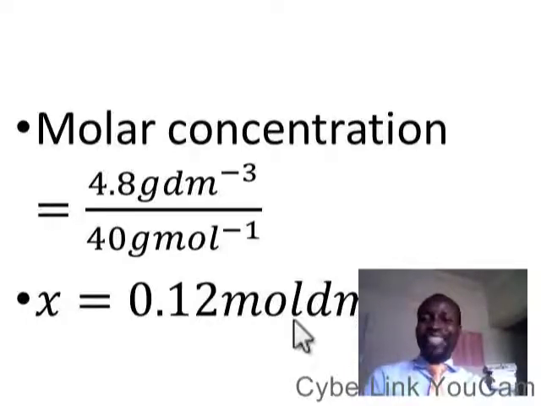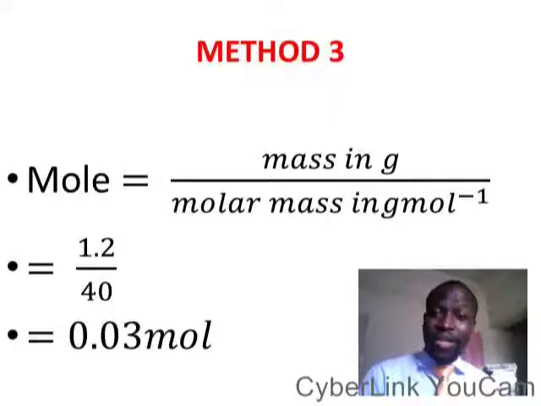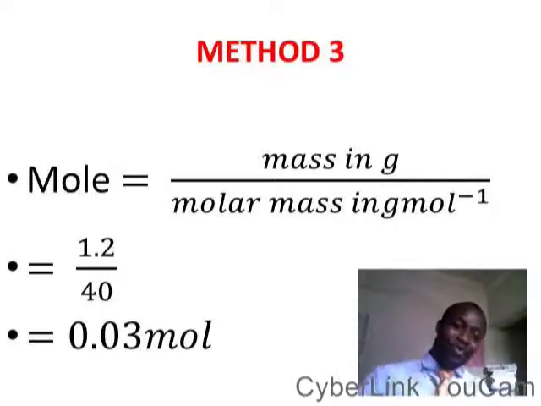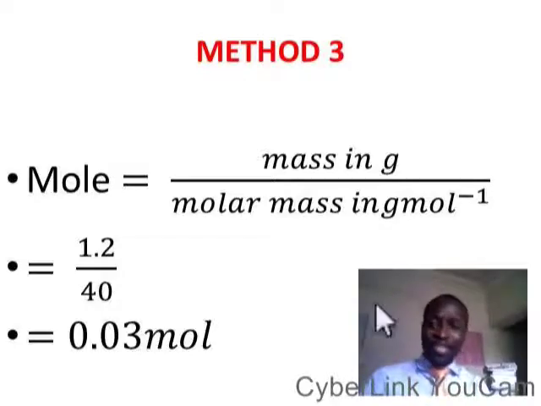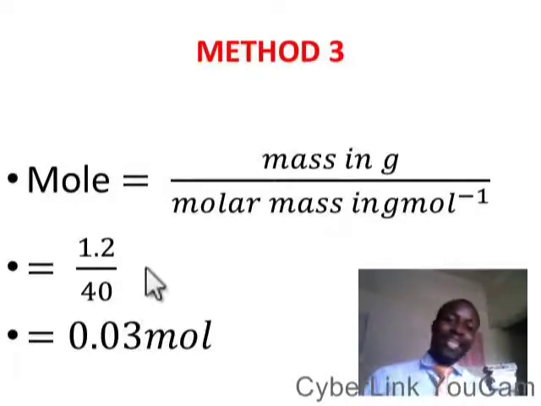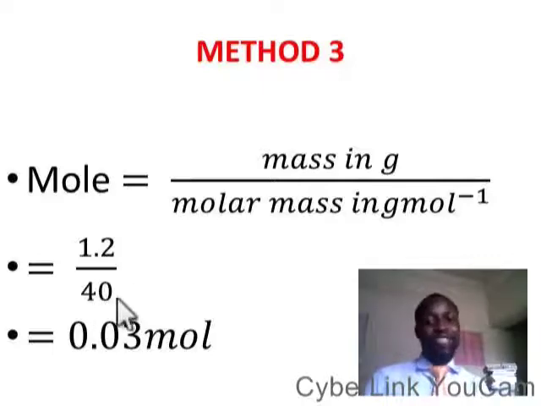So please write the question down in your notes and practice it again and again. Now you see that your knowledge keeps increasing. Thank you. We shall go on to the third method. See on that question that we have been treating, mole is equal to mass in gram over molar mass in gram per mole, and the mass in gram that was given is 1.2, the molar mass is 40. When you divide, you get 0.03 mole.